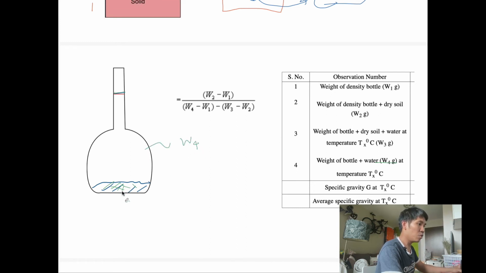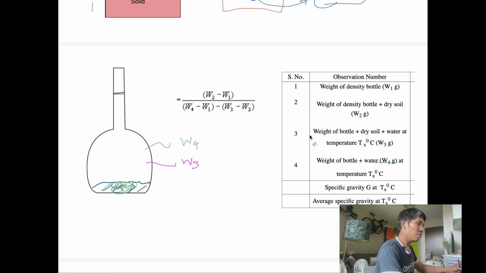After that, you put the soil mass into the pycnometer, something like this. The water will rise up to this level, and you remove part of this water. Okay, you can obtain the so-called W3. W3 is the weight of bottle plus dry soil plus water at the temperature.